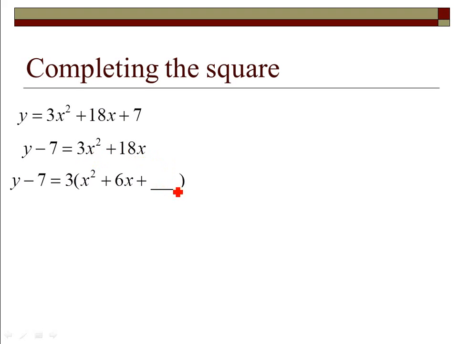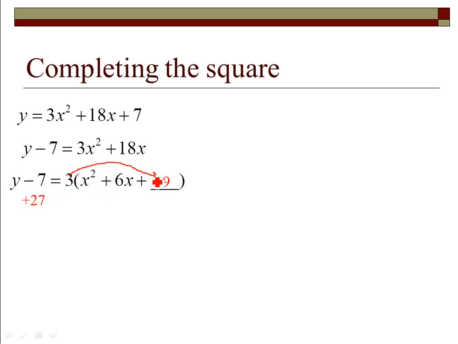To complete the square, you take half of this number here. So half of 6 is 3. I square it, and that's what I'm going to do to complete the square, because this will factor to x plus 3 times x plus 3. It's a perfect square. Well, when I put the plus 9 here, I didn't add 9 to that side. I added 3 times 9. So I added 27 to this side. I've got to add 27 to the other side to keep everything balanced.